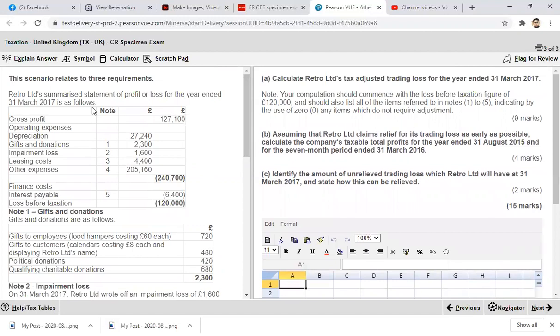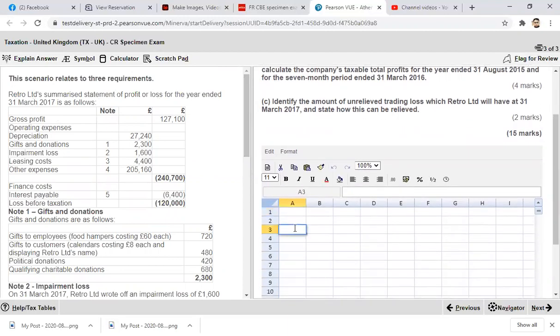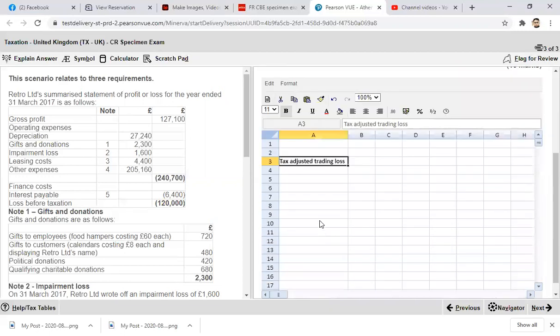This is the question. This scenario relates to three requirements. Retro Limited's summarized statement of profit and loss for the year ended March 2017 is given below. So as we have to identify the tax adjusted trading loss for the year, let's put a heading here, tax adjusted trading loss. So we'll start from loss before tax, and that is given as minus 1,20,000.